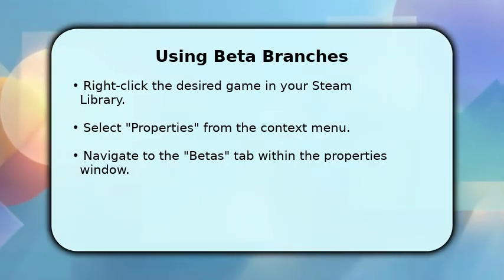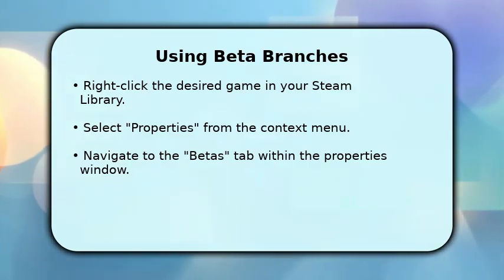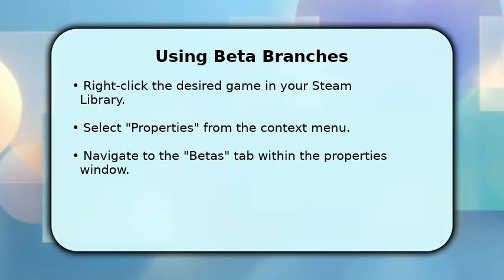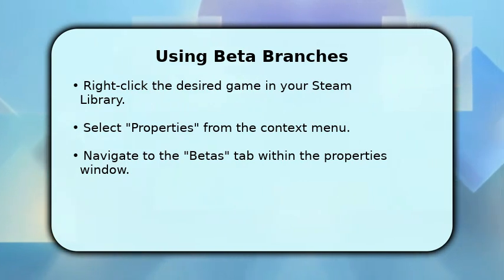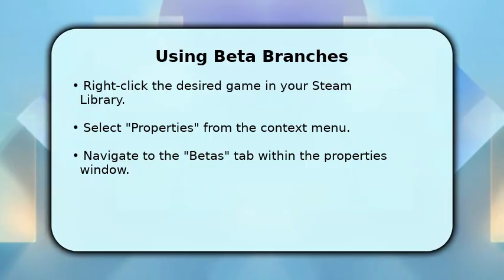First, locate your game in the Steam library and right-click it, then select Properties. In the window that appears, click on the Betas tab. Here, you might find a drop-down menu offering various older builds or beta versions. Select the one you wish to play and Steam will automatically download it. Remember, this option is only available if the game's developer has provided these older branches.